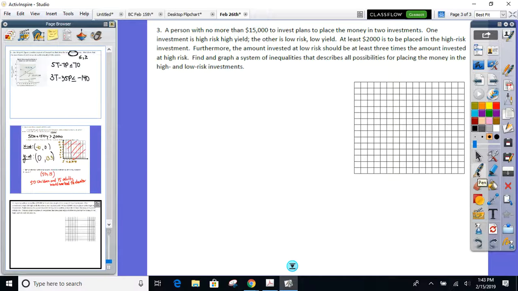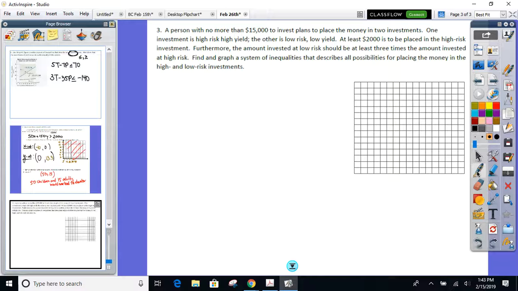All right, now we are going to come up with our own. Last one was just one inequality. Now we're going to come up with a couple of them and try to graph them. First, figure out what the variables should equal, because you're going to have two variables in this one. You got a person with no more than 15,000 to invest in 2 investments. One's a high risk, one's a low risk. You got to put at least 2,000 in the high risk, and the amount you put in the low risk has to be at least 3 times the amount at the high risk. That's a lot of words there. Find and graph the system that describes all possibilities of money in the high and low risk.